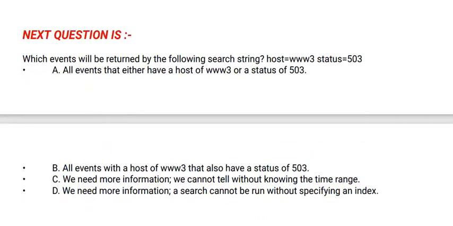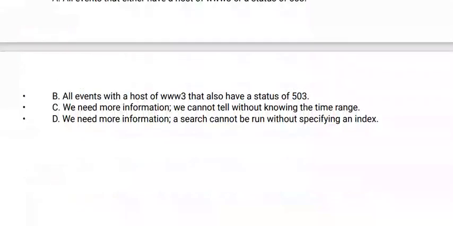Next question is, which events will be returned by the following search strings? host=www3, status=503. Options are option A, all events that either have a host of www3 or a status of 503. Option B, all events with host of www3 that also have a status of 503. Option C, we need more information, we cannot tell without knowing the time range. And option D, we need more information, a search cannot be run without specifying an index. The correct option is option B.